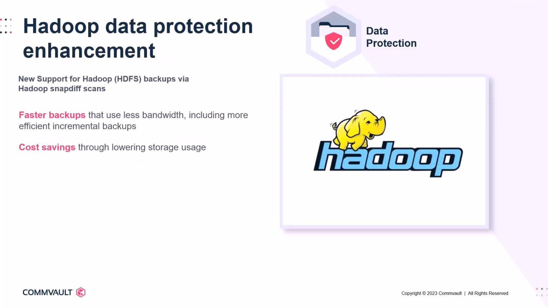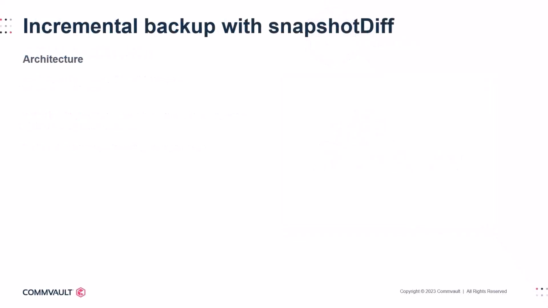In addition to enhanced cloud data protection, we're also adding new support for Hadoop backups via Hadoop SnapDiff scans. This enables faster backups that use less bandwidth, including more efficient incremental backups, as well as cost savings through lower storage usage. Most of the enterprises have large multi-petabyte deployments, and our ability to do faster backups with cost savings will differentiate us from competitors. Let's have a look at how this works.